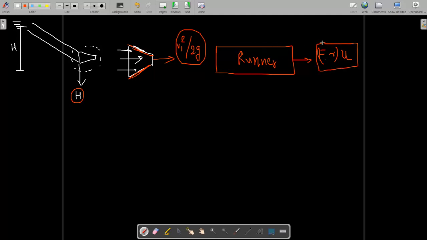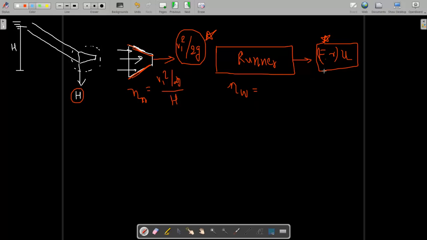When you take the difference between this power and this power, there will be some difference, which indicates there are some losses in the runner. So you can easily find the efficiency of the wheel, or efficiency of the runner, from the output of the runner divided by the input of the runner. And similarly, the efficiency of the nozzle you can find as v1 square by 2g divided by the net head available.